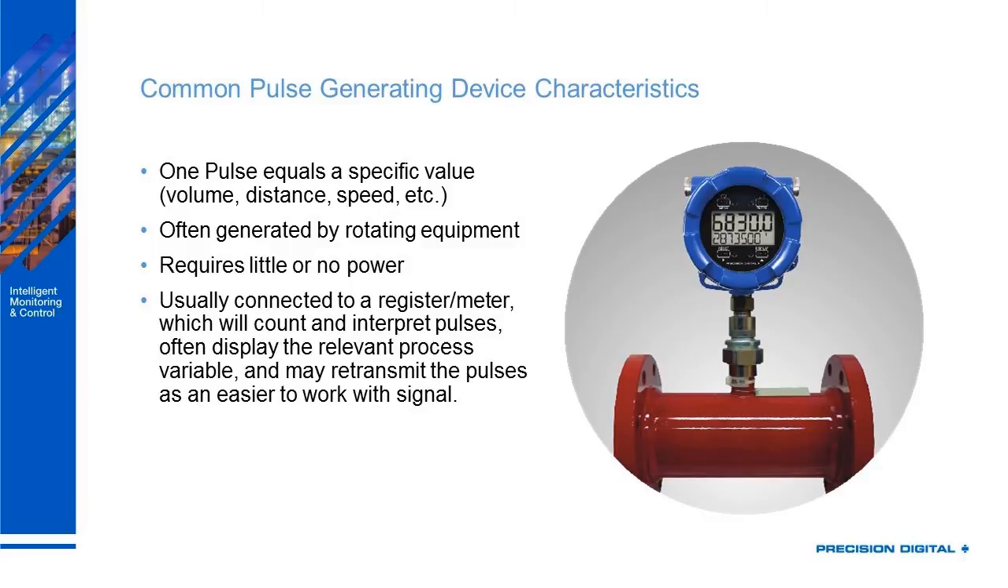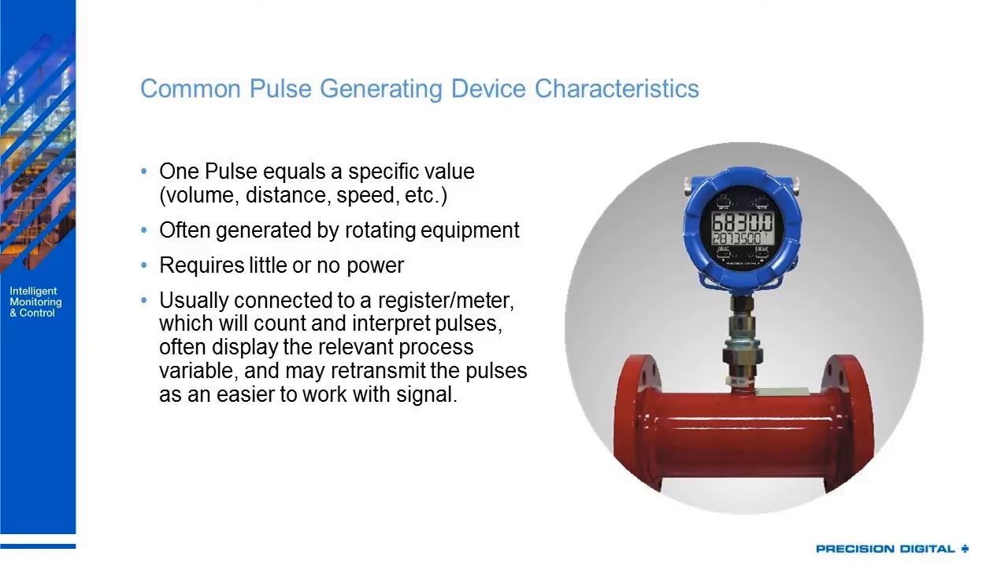Oftentimes these require little to no power. Because it's a mechanical form of measurement in most cases, the mechanics take care of spinning the rotor or moving the gears or turning the rotary encoder disc. And as a result, you don't need the kind of power you would need for, say, an ultrasonic level transmitter that's generating a 4 to 20 milliamp output. So pulse devices are great in that they're very low power solutions to problems, and we'll see how that can be used to your advantage later.